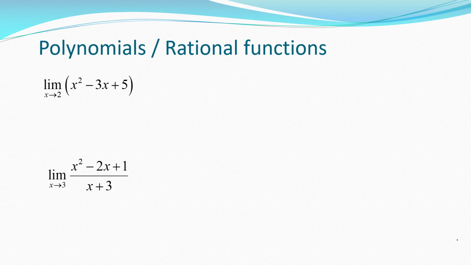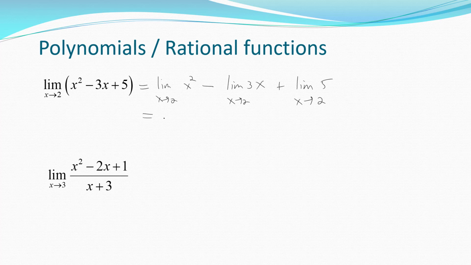I want to know what's the limit of x squared minus 3x plus 5 as x approaches 2. So one of the limit laws is that the limit of a sum or difference is a sum or difference of limits. So I can push the limit operator into the different pieces here. So I have the limit of just x squared as x approaches 2, then minus the limit of 3x as x approaches 2, and then plus the limit of 5 as x approaches 2.